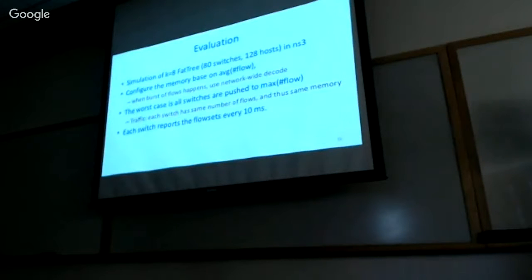Our evaluation is based on a simulation of a k = 8 fat-tree in NS3. The operator can configure the memory for each switch based on the average number of flows. When there is a burst of flows, we use the network-wide decode. The worst case is that all the switches have the maximum number of flows. So we generate the worst case traffic by setting each switch to have the same number of flows, which we consider as the maximum number of flows. We set each switch to report the flow set every 10 milliseconds.